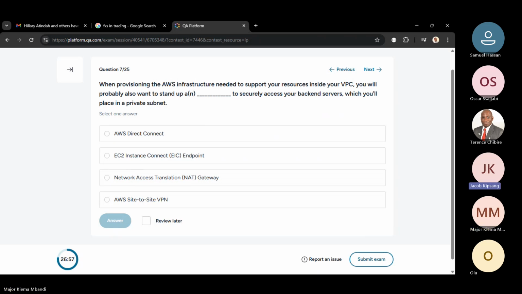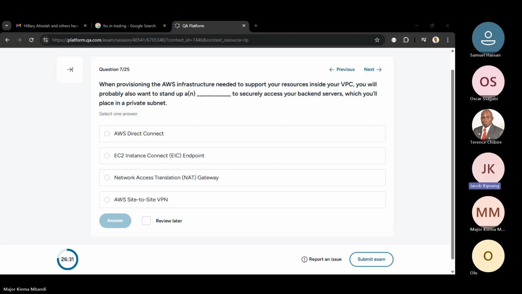So question 7 goes: when provisioning the AWS infrastructure needed to support your resources inside your VPC, you will probably also want to secure access to backend servers, which you will place in a private subnet.